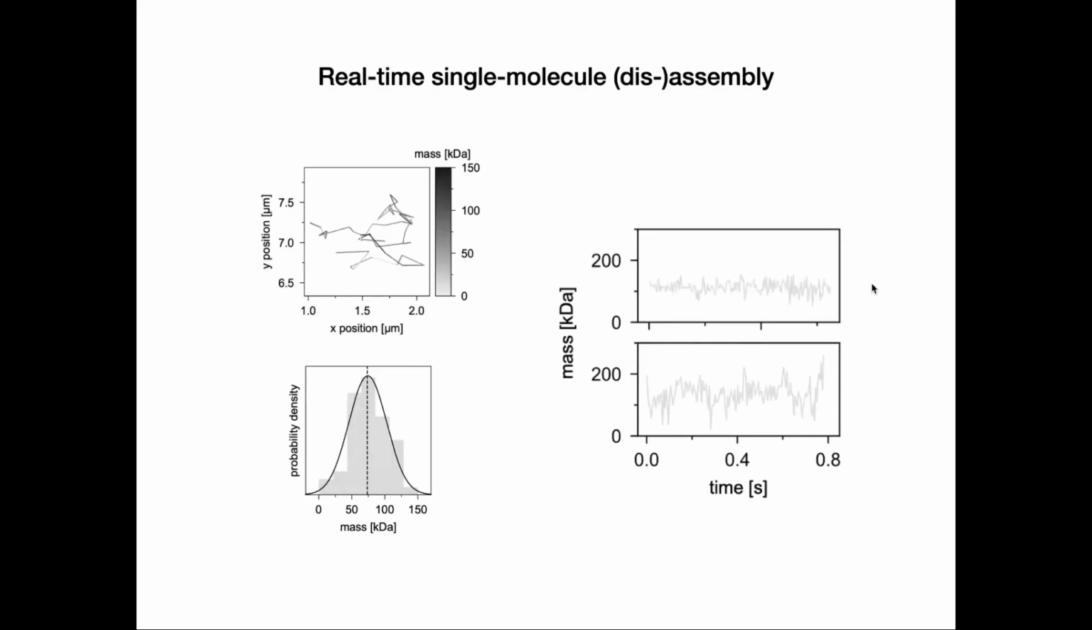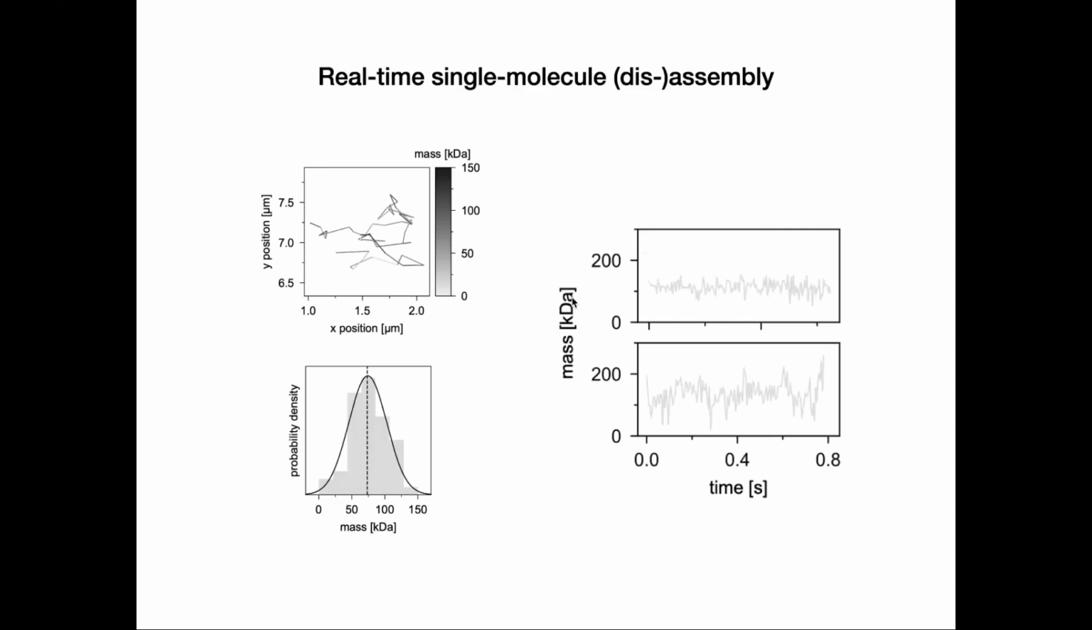Now, so far, we've always just looked at the center mass that we get out from the entire trajectory. As I told you in the beginning, for each point in the trajectory, we can determine a mass for our protein and then determine a kind of an average mass. But in fact, since we get a mass estimation for each point in this trajectory, we actually get a time-resolved trace of how the mass changes over time. That means, in principle, we should be able to look at real-time assembly and disassembly if it occurs.